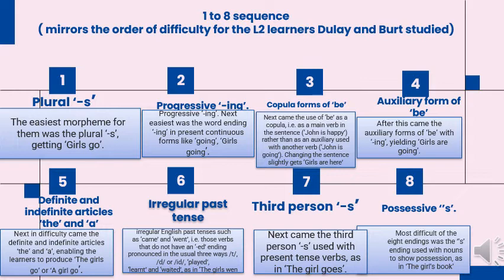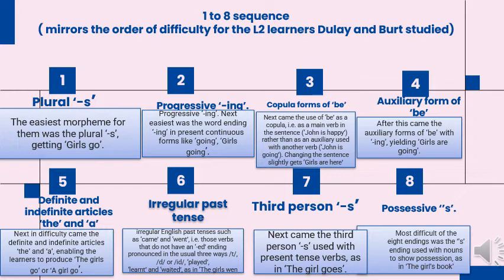The result is that these Spanish-speaking students have least difficulty with plural s, but have the most difficulty with possessive s. So if you can see, sequence 1 means that it is the easiest for them, while sequence 8 would mean that it's the most difficult.